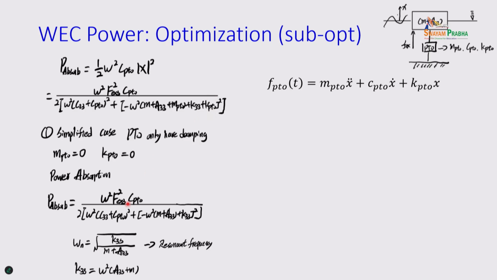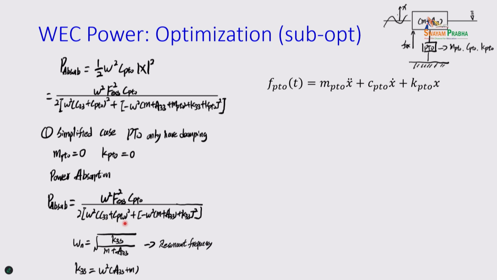And in such a case, the average power can be simplified here. So you have M omega square, that's the force excitation amplitude square. This is the numerator, you have C PTO, right? In the denominator, you also have C PTO here, right?